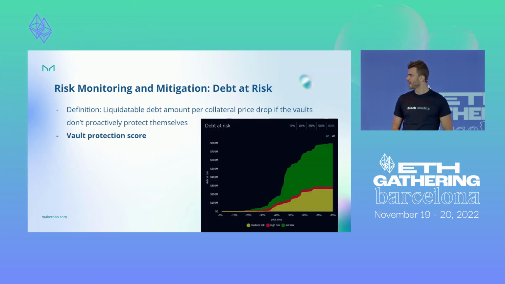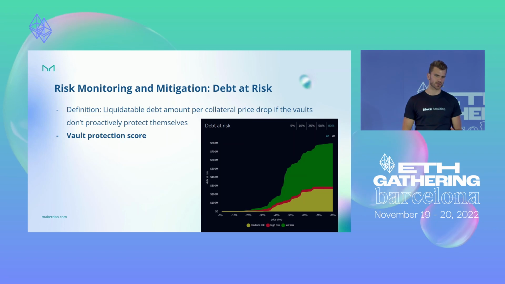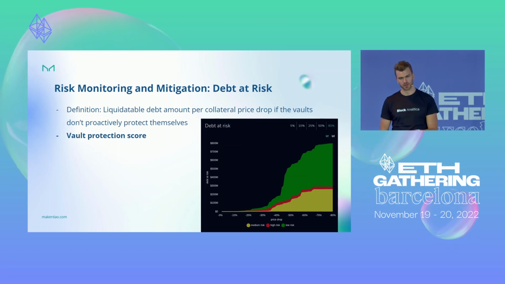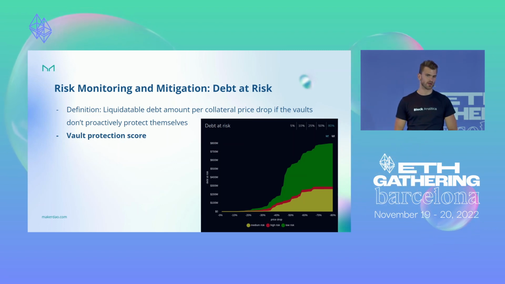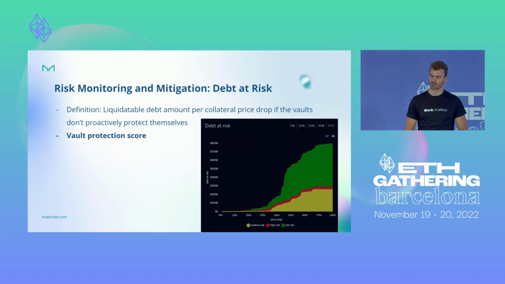Then another useful insight is debt at risk, and that's looking at the current state of the portfolio. Again, exposure collateralized by volatile crypto assets, and we're looking at a certain price drop, what amount of debt is liquidatable. That means that it would not necessarily be liquidated, but it's liquidatable. And this is basically if the vault owners don't proactively protect their exposure.